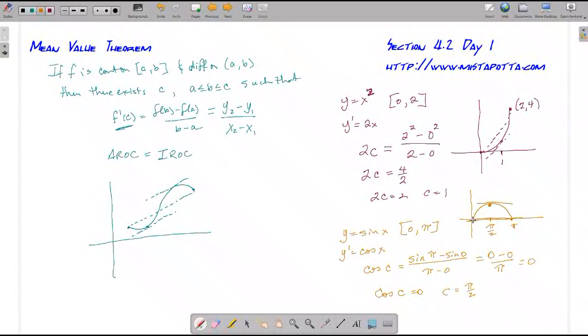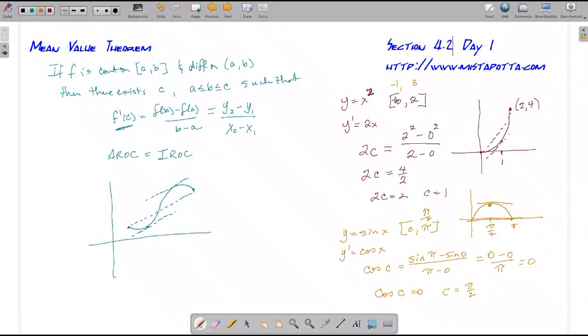So I found the place that satisfies the mean value theorem. Now, I could have just as easily made this pi over 2, or I could have made this from negative 1 to 3. I could choose intervals that I want. Just realize that, although the process is very straightforward, sometimes the numbers that we get aren't very, very nice.